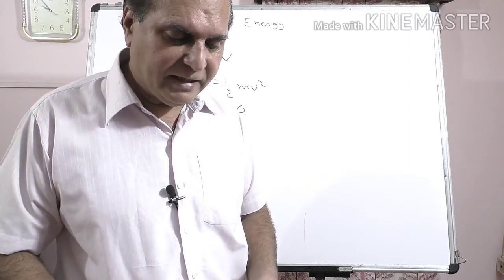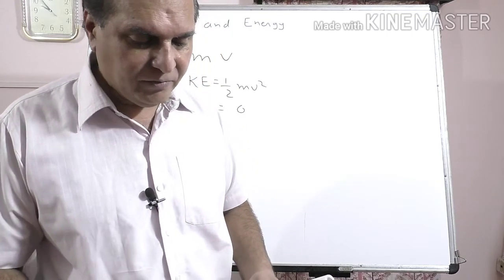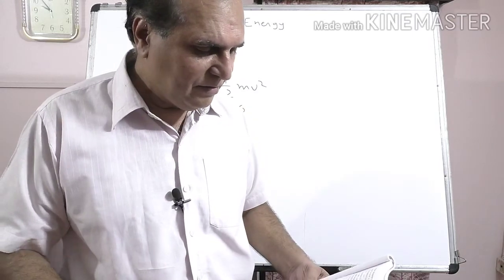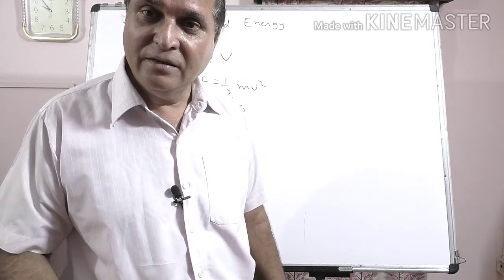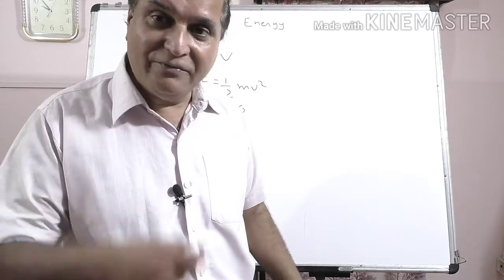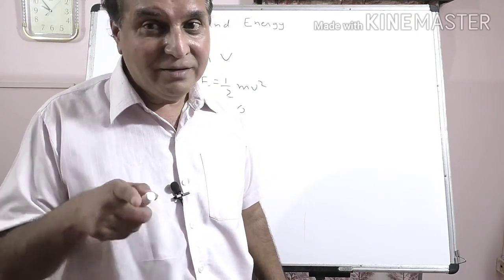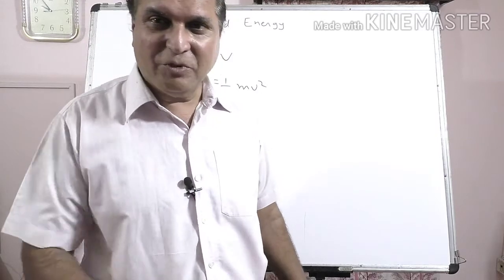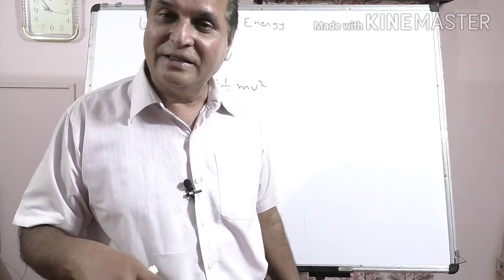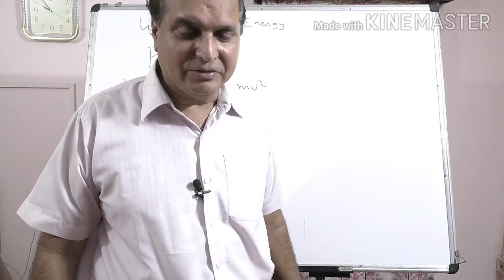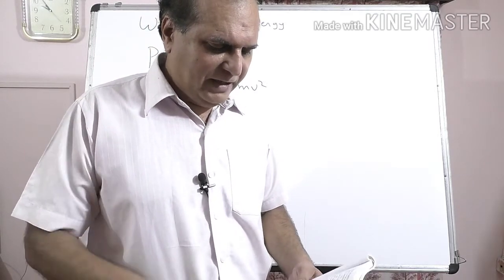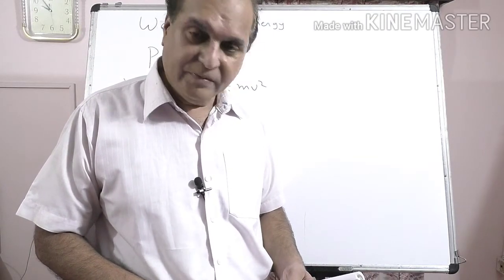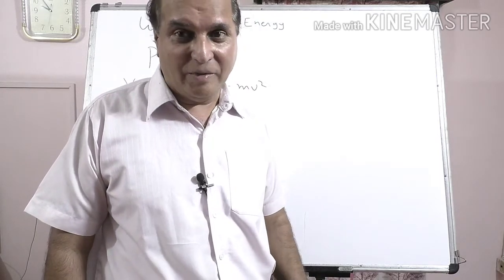E. While dragging or lifting an object, negative work is done by what? While dragging, negative work is done by frictional force, right? And while lifting, negative work is done by gravitational force, right? Applied force is positive, but frictional force is in the opposite direction, so work done by frictional force is negative. And in lifting, work done by gravitational force is negative. Understanding? Any doubt, you write in the comment box.